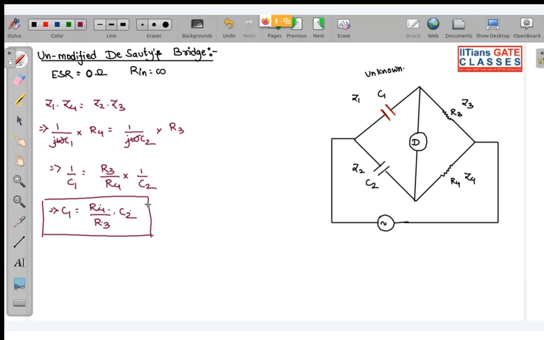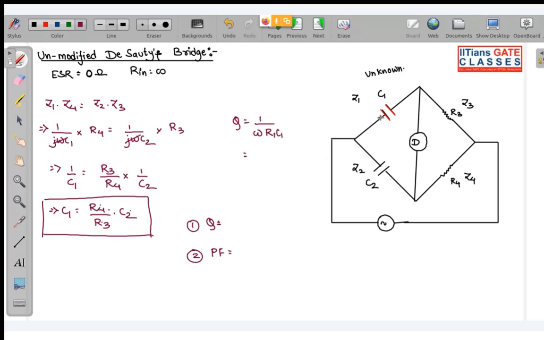Quality factor first. Quality factor of this capacitor. And next is power factor. Quality factor of this capacitor is 1 by omega R1 C1.